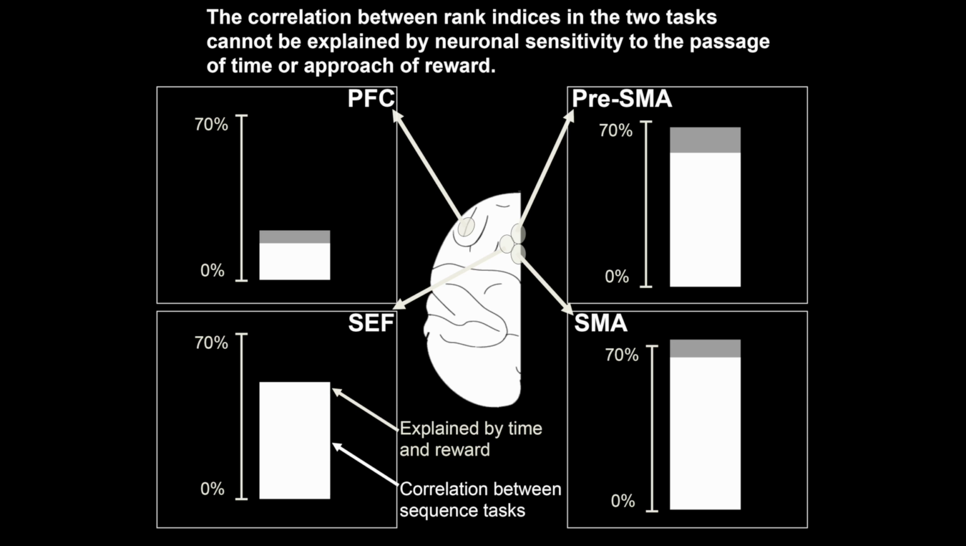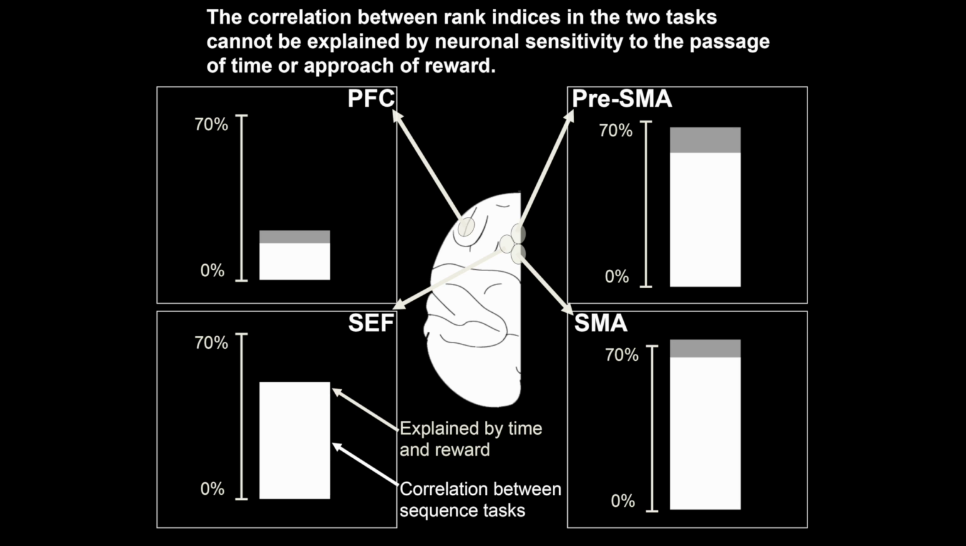We took the initial correlation between sequential tasks, and then we factored out, by way of partial correlation, the variability in neuronal signal explained by the neuronal sensitivity to the passage of time and reward. As you can see, only a small proportion of the initial correlation can be attributed to codependence of rank signals on time and reward. That was also true in the other areas we studied.